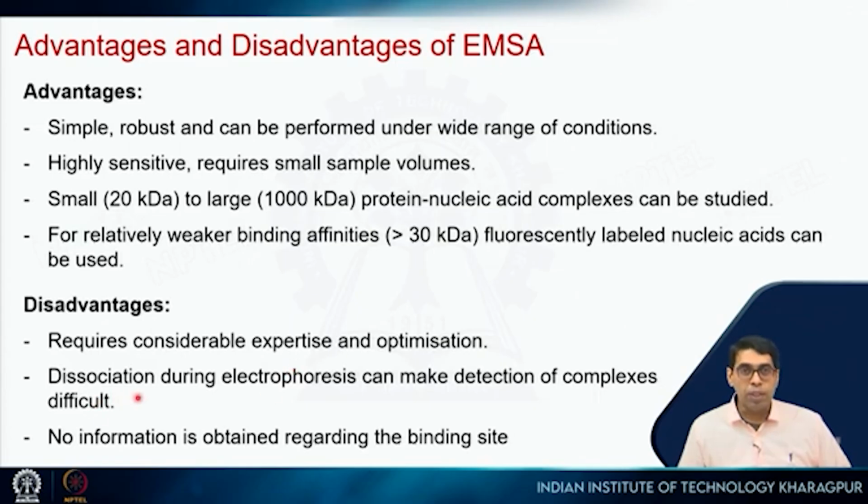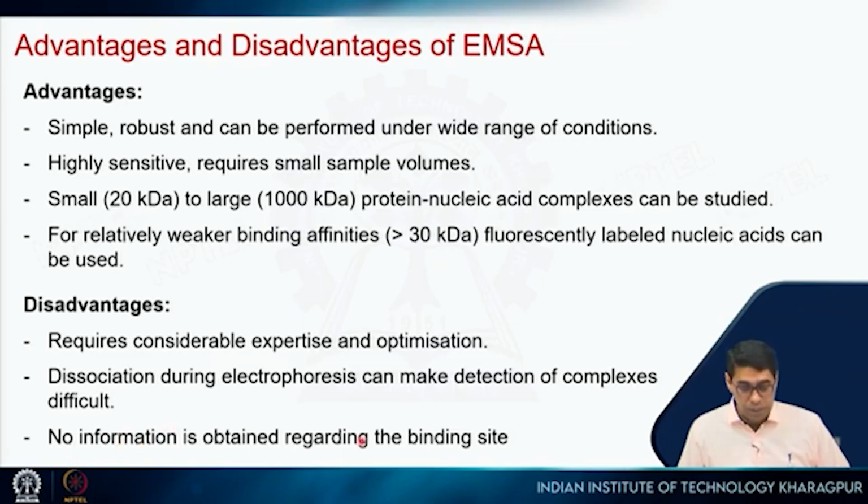optimize. Dissociation during electrophoresis can make detection of complexes difficult. In many cases you will not be able to see the complexes well because of dissociation; the band that is formed by the complex becomes diffused, right. So, you cannot quantify it, but the free ligand or the free DNA band will be quite narrow and crisp, which you can easily quantify, and normally people use that for measuring the Kd value.